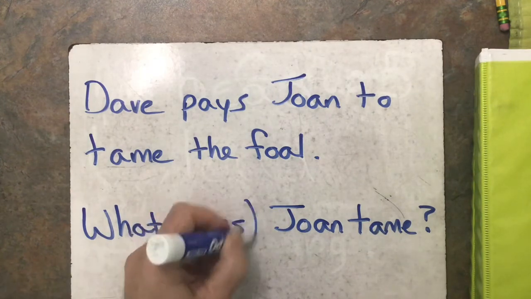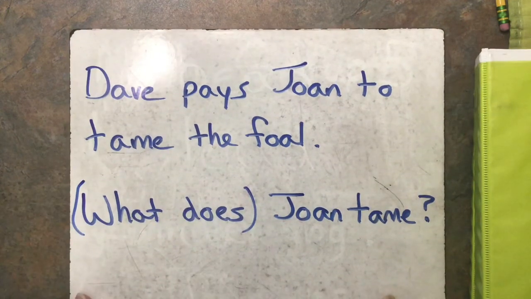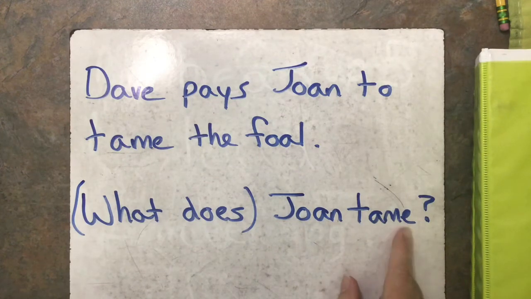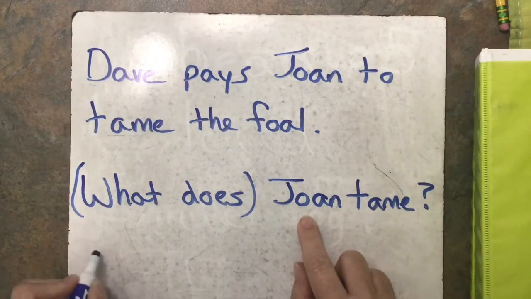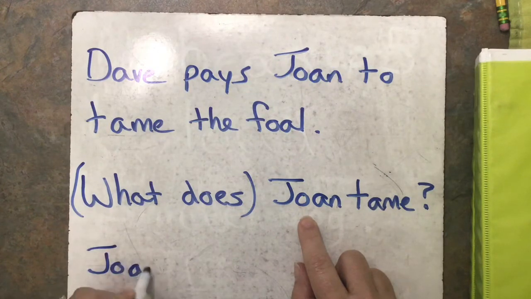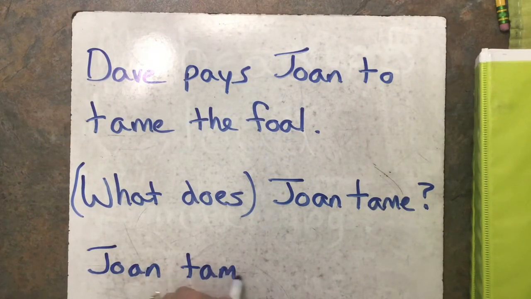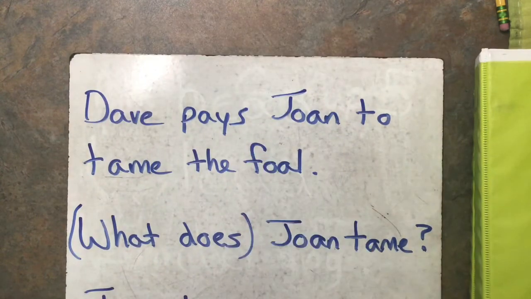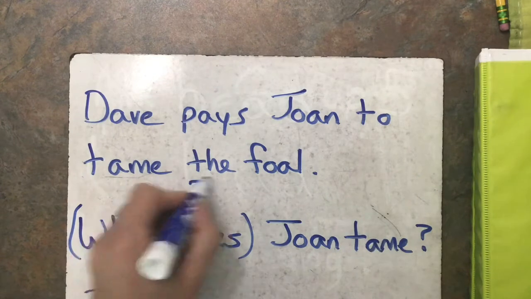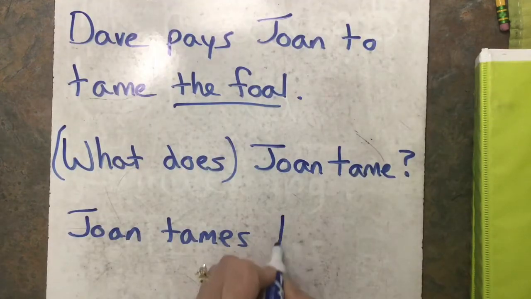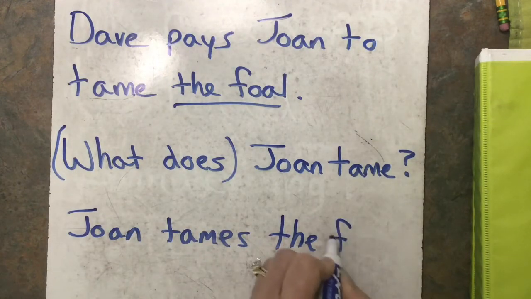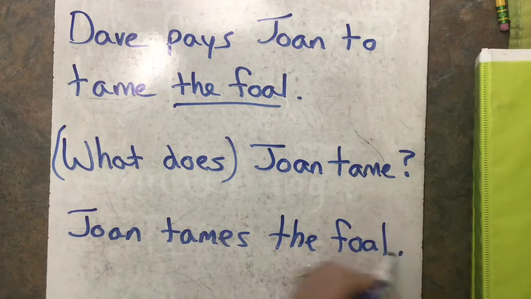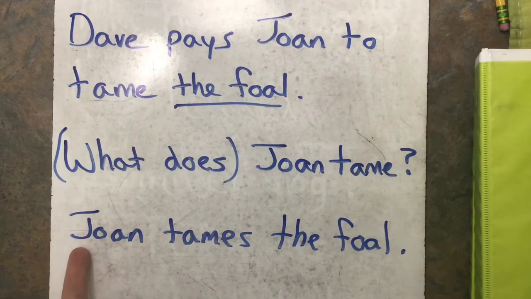Building our answer, we take off the asking part. We know we're going to start with Joan tames, because Joan is not here right now, so that's someone else. Joan tames, we add the S. What does Joan tame? We go back into the story, find our answer. The foal. Joan tames the foal. Finish it off. Make sure it started with a capital. Make sure it ended with a period.